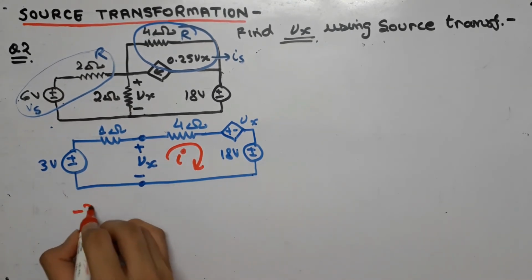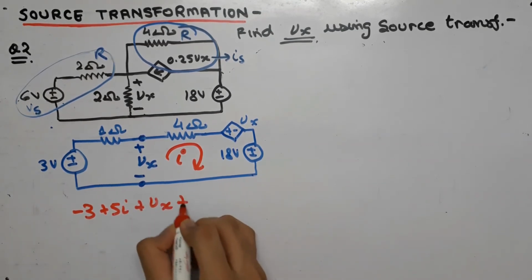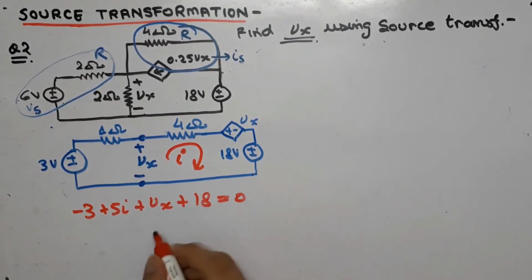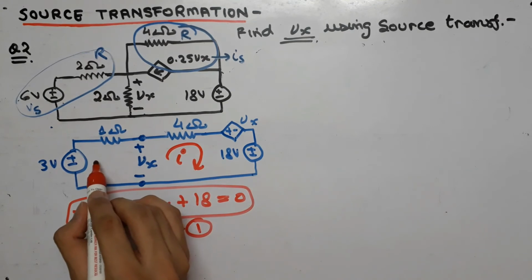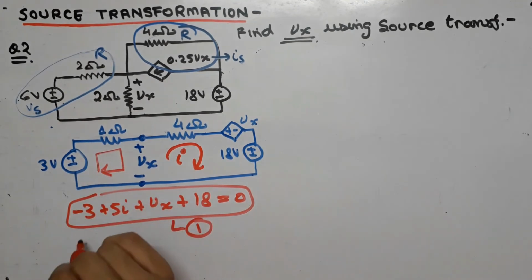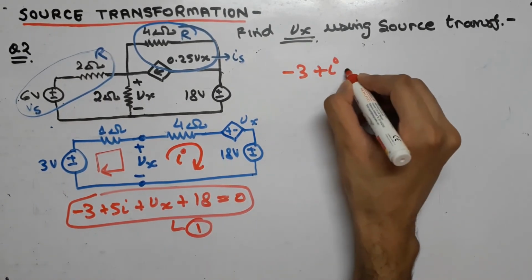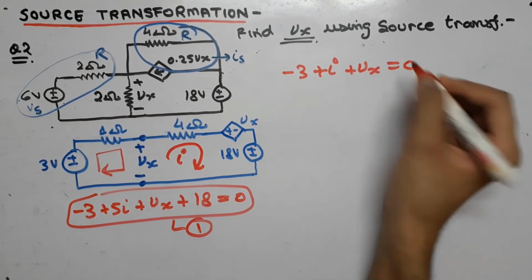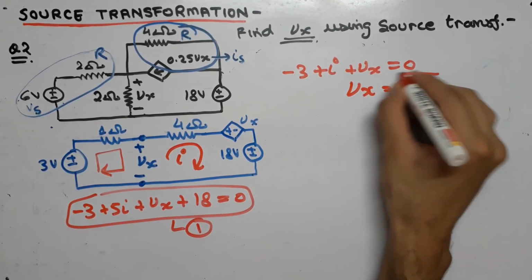That is, we will get minus 3 plus 5I plus Vx plus 18 equal to 0. Let us call this equation 1. Now similarly, we are just going to apply KVL in this part of the circuit, that is over here. From here we will get minus 3 plus I plus Vx equal to 0. On solving this, we will get Vx as 3 minus I.